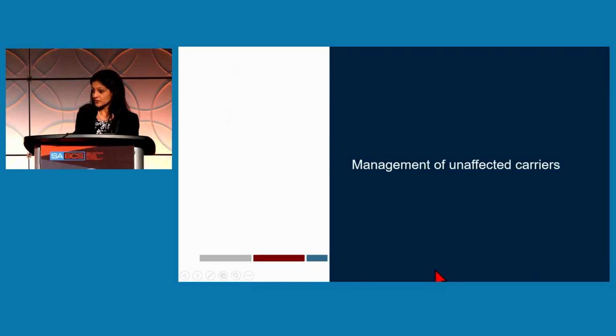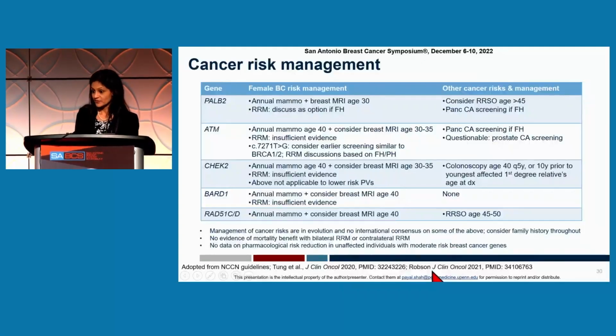Moving on to management of unaffected carriers at risk. This is a framework for cancer risk management, and it is derived largely from the NCCN guidelines. And although this is a framework, there are many nuances that can inform patients' conversations, including, for example, the presence of a high-risk ATM pathogenic variant, low-risk CHEK2 pathogenic variants, the role of family history in modifying some of these cancer risks, and the less well-established cancer associations with these genes.